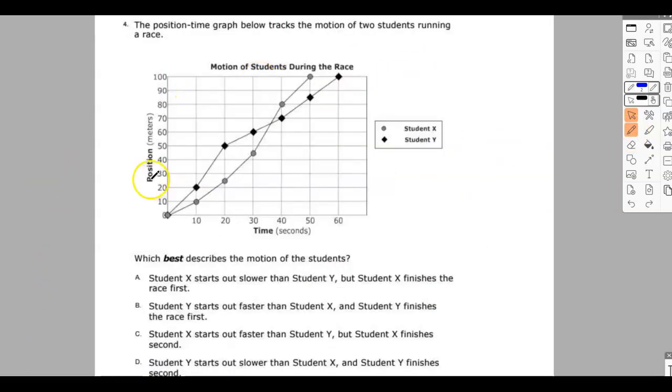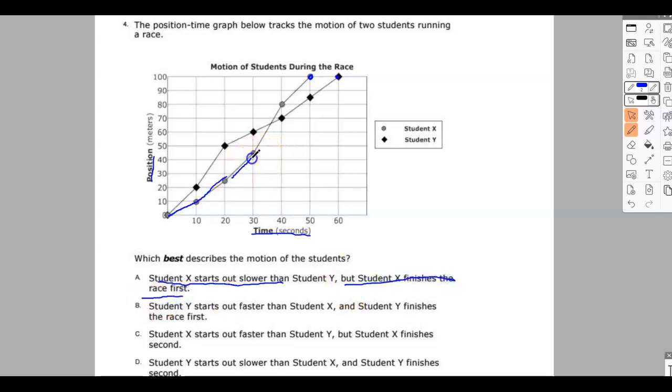All right, I'm going to find out what kind of graph it is. It is a position time graph. We also know that means a distance time graph. And if I look at this, I have the circle, which is student X. I have the diamond shape, which is student Y. And I have to find out what happens. Student X starts out slower. So here is student X. And student X starts out slower than student Y. But student X finishes the race first.